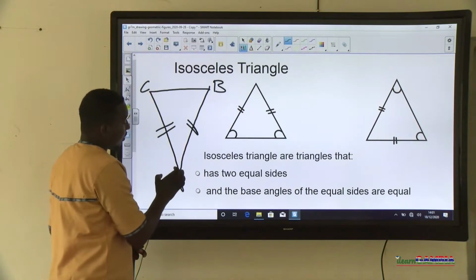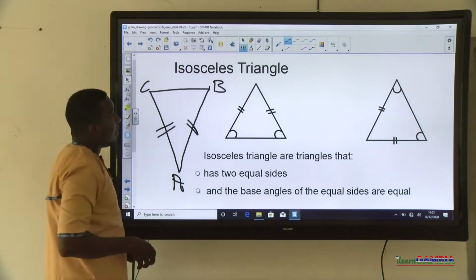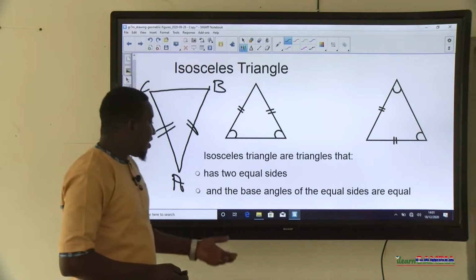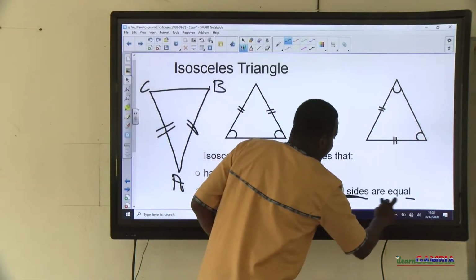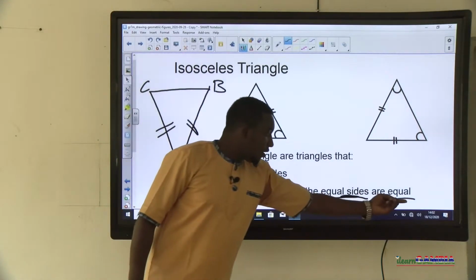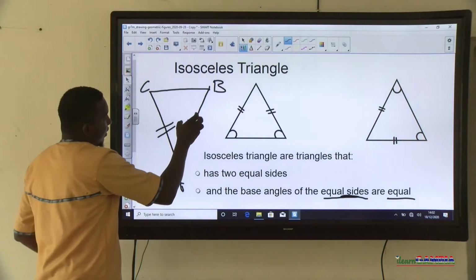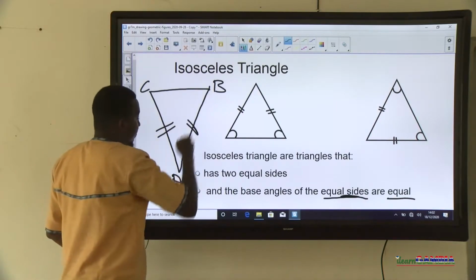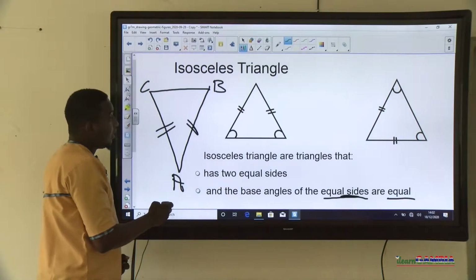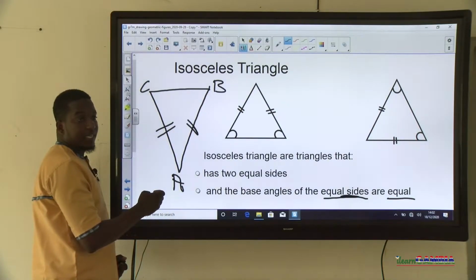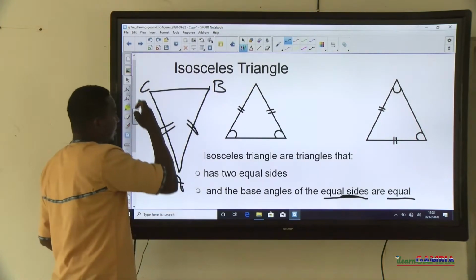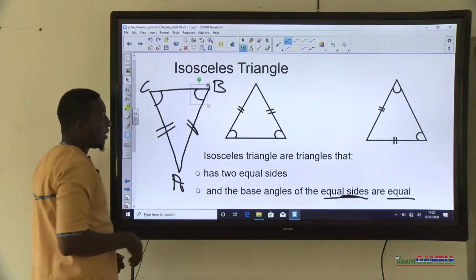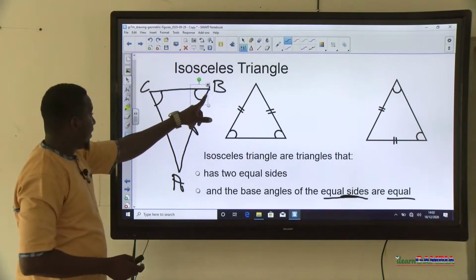If these two lines are equal, then you can conclude that it is an isosceles triangle. The second thing that we need to consider here is that the base angles of the equal sides are equal. Like in the one that I drew here, triangle ABC, we said AB is equal to AC. If you establish that AB is equal to AC, then you can conclude that the angles at the base of the two equal lines are equal. That is angle B and angle C.